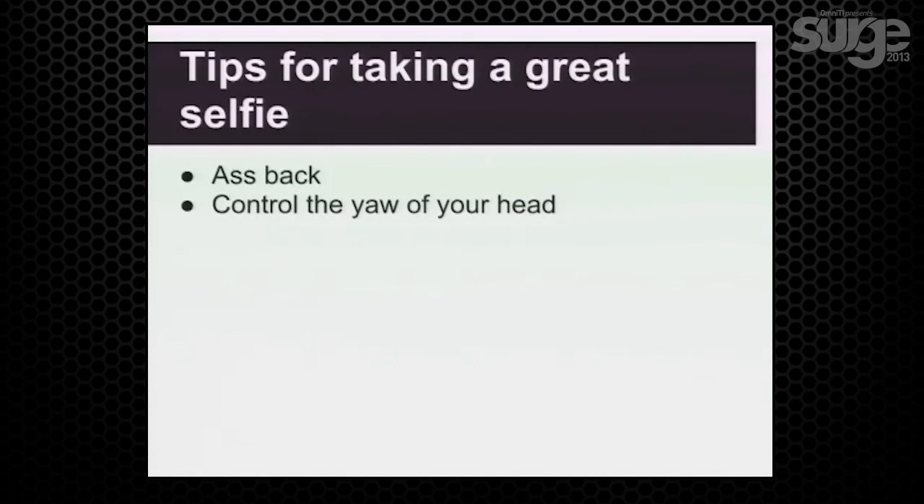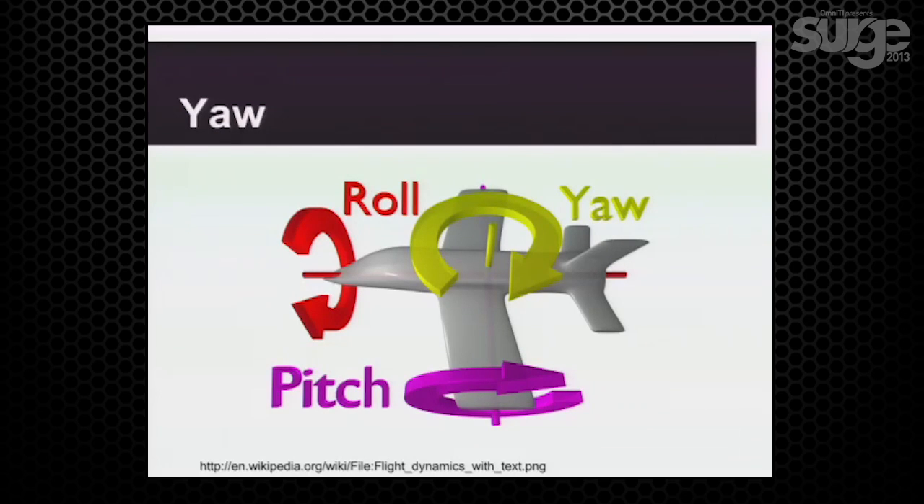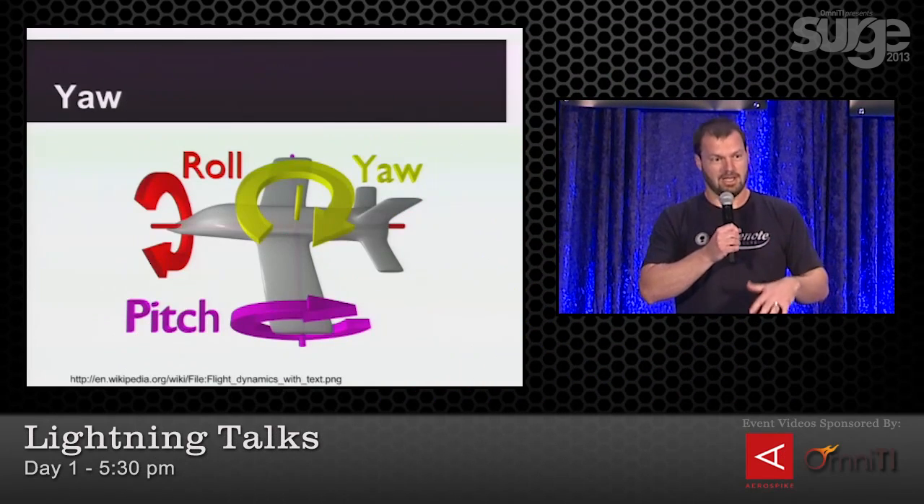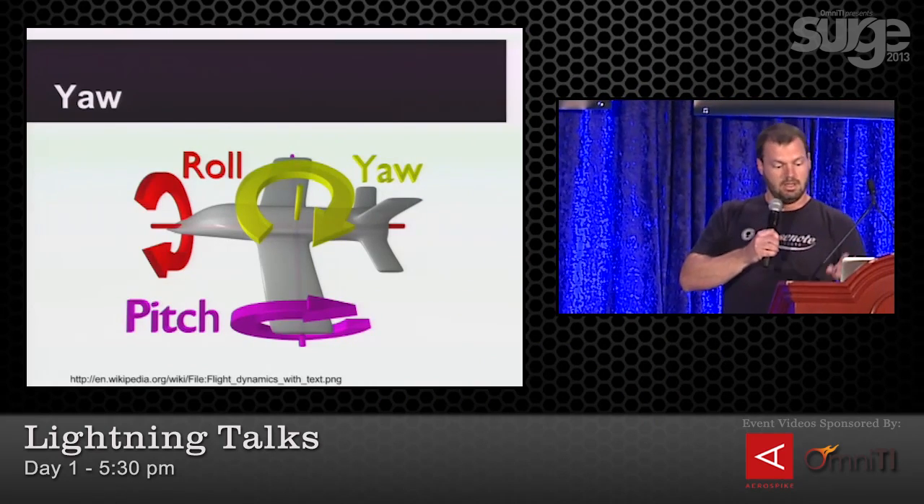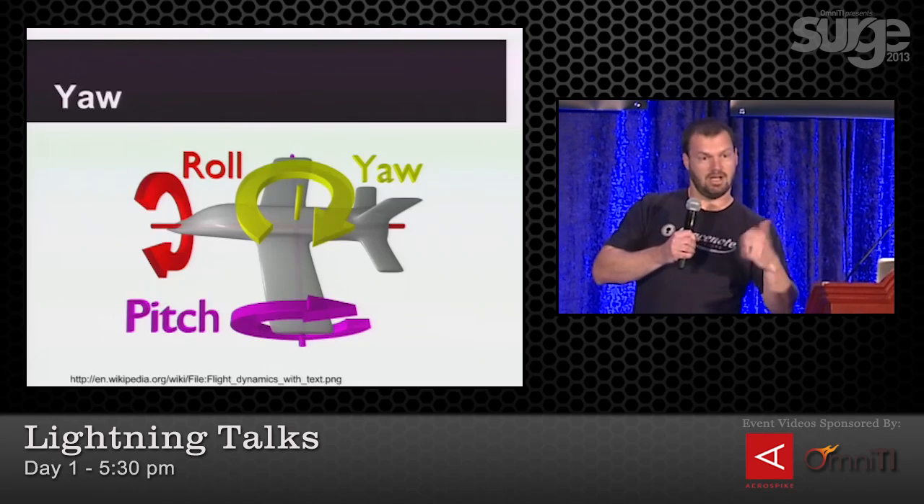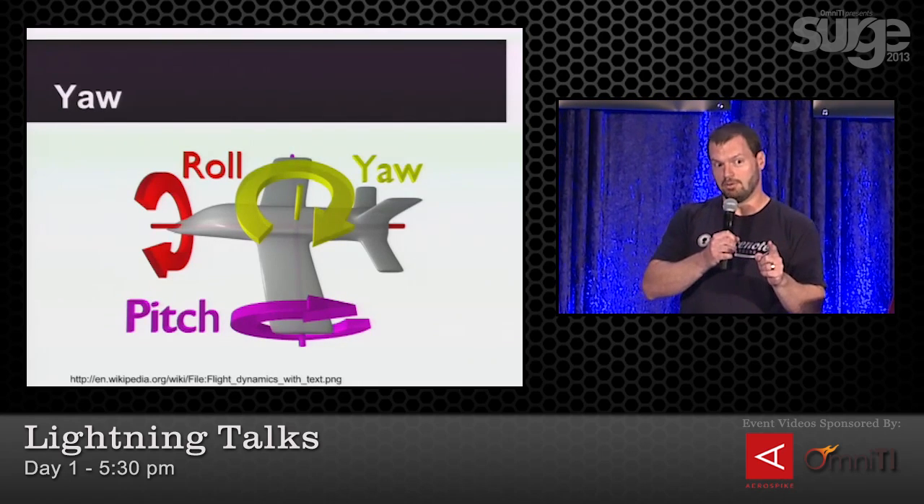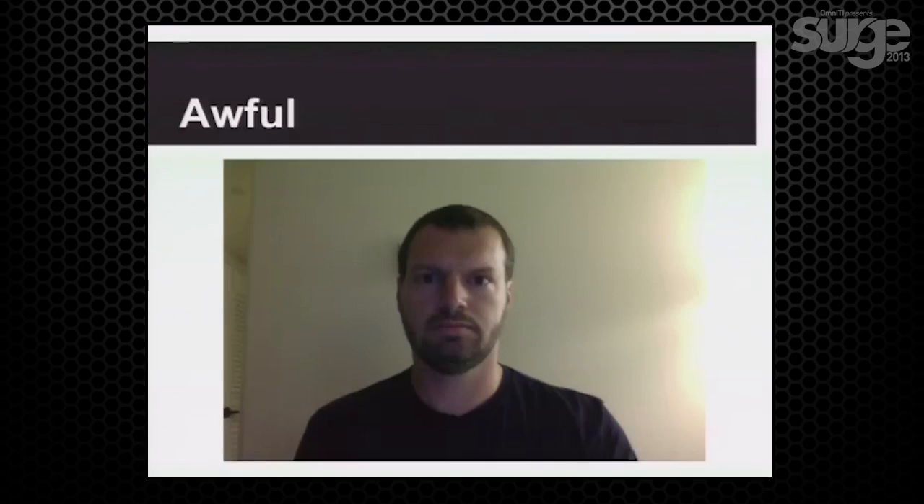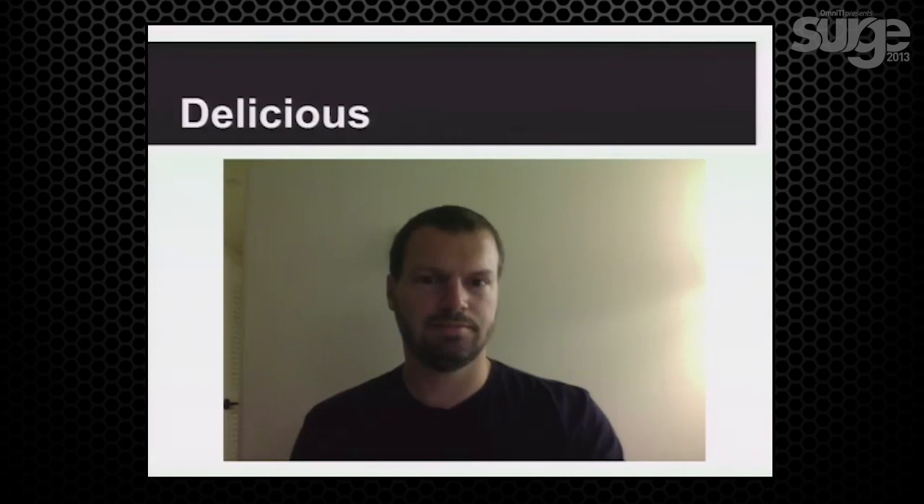Number 2, control the yaw of your head. Yaw is left to right, like you're shaking your head. Same principle. If you take a photograph straight on, everything is flattened out and you look like a pancake face. Instead, pick your best side, if it's the left eye, if it's the right eye, and point that at the camera a little bit, like this. And you can see, this is awful. This looks like a mugshot, right? This is me straight on in my hotel room. Don't do this. Instead, do this. And as you can see, instantly, it's a great selfie.